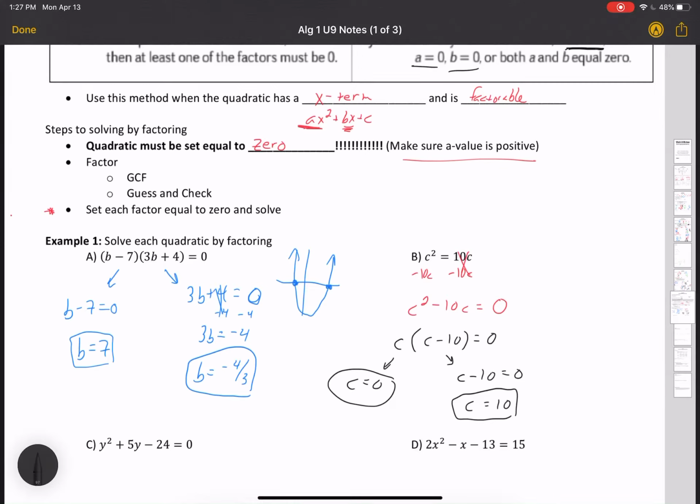Okay, now it maybe makes a little bit more sense on why x-intercepts are also called zeros, because we have to set it equal to 0. And that's how we get our solution. Okay, let's go on to our next one.